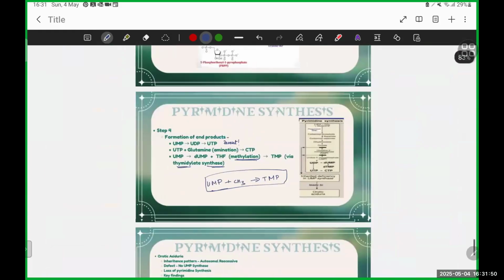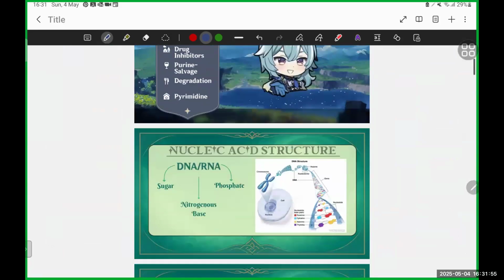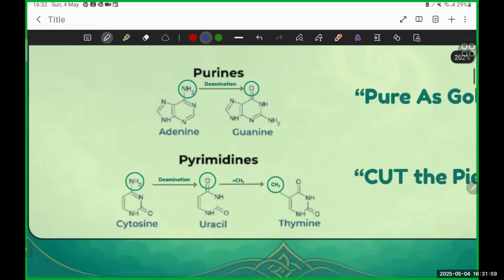Let me show you. It's over here. Ignore this one. Here you have uracil, the amination. Here it says deamination because it's forming uracil, but we're forming cytosine instead. So we're gonna aminate. How are you gonna aminate it? What are you gonna use? Do you guys remember?